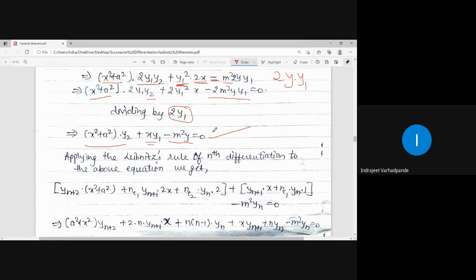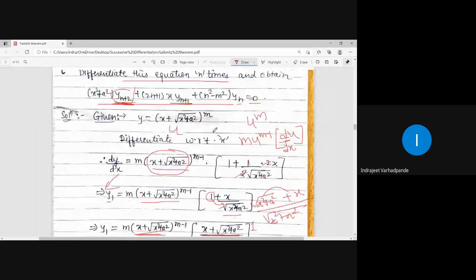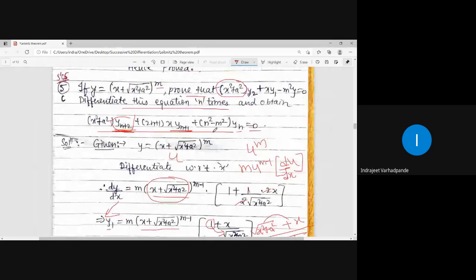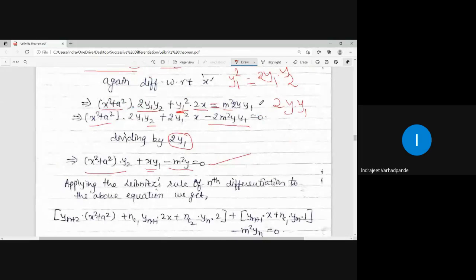Is this the given result in the example or the question? Have we got the same terms? Yes, sir. Isn't this result given in the question? Yes, it is given: x square plus a square into y2 plus x y1 minus m square y is equal to 0. Is it given in the question or not? Yes, sir. Did we get the same? Yes, sir. Now what is the expected result?